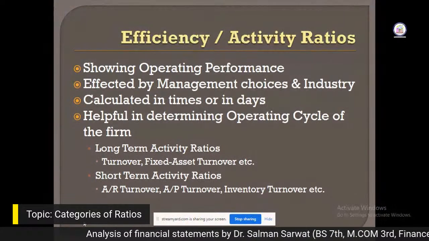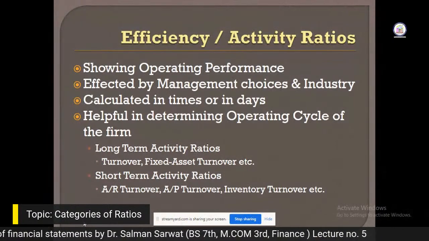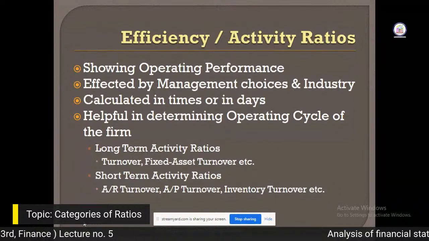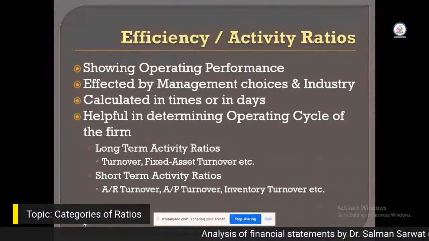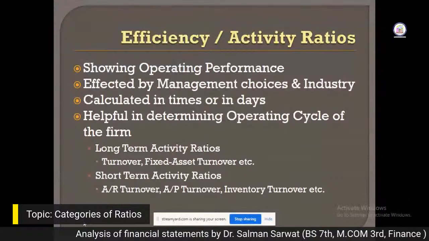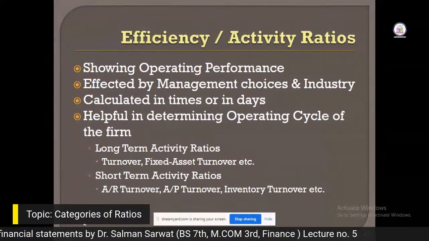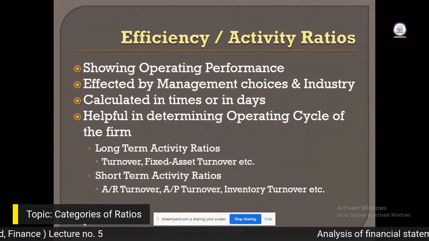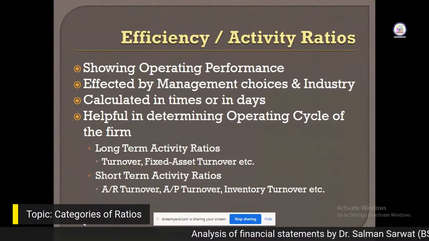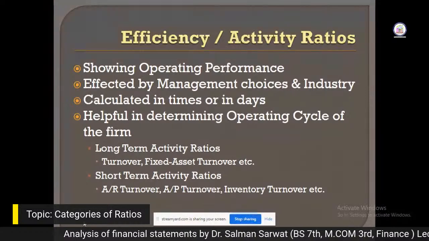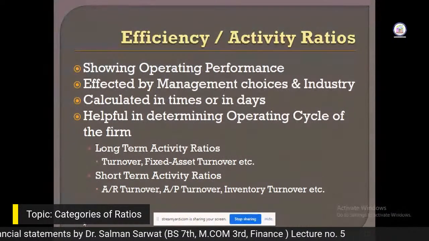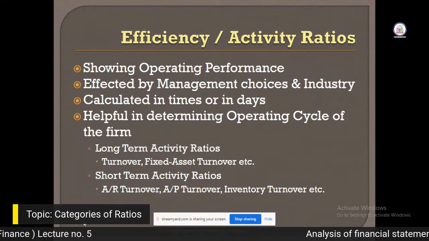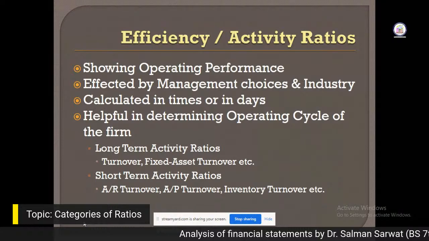We will be discussing how to calculate them, but usually these ratios are called turnover ratios as well. Okay, turnover basically means revenue or sales, but when we take sales or revenue as the numerator, and we divide it by different ingredients of the balance sheet, we calculate turnover ratios. And by calculating turnover ratios, we are basically calculating efficiency or activity ratios.